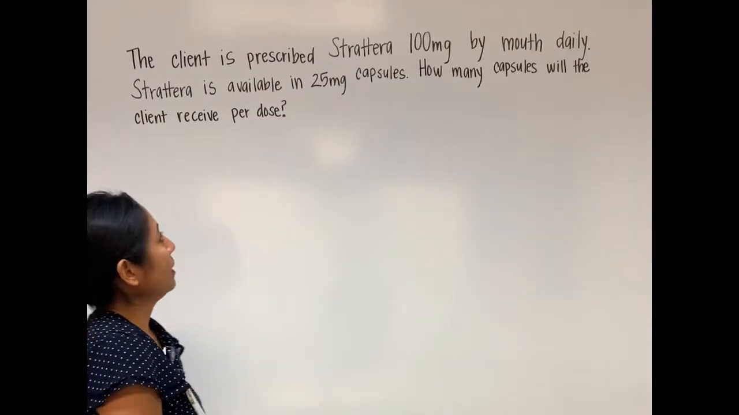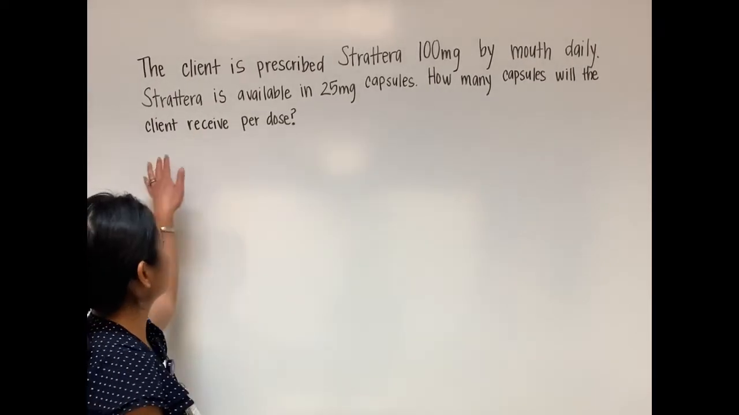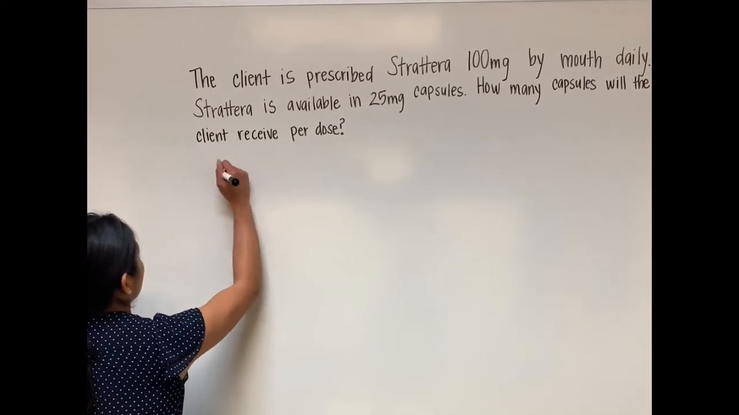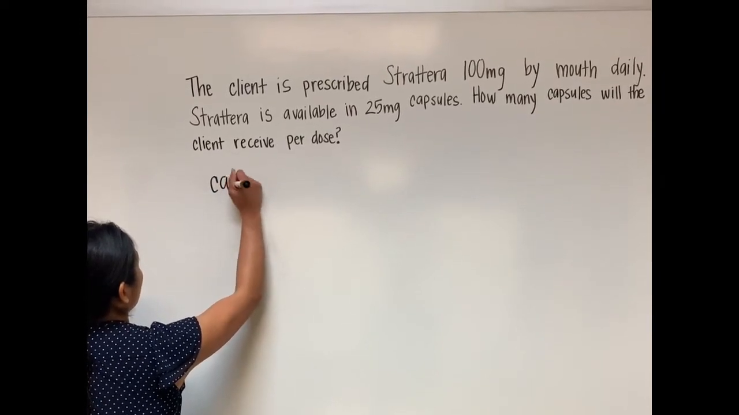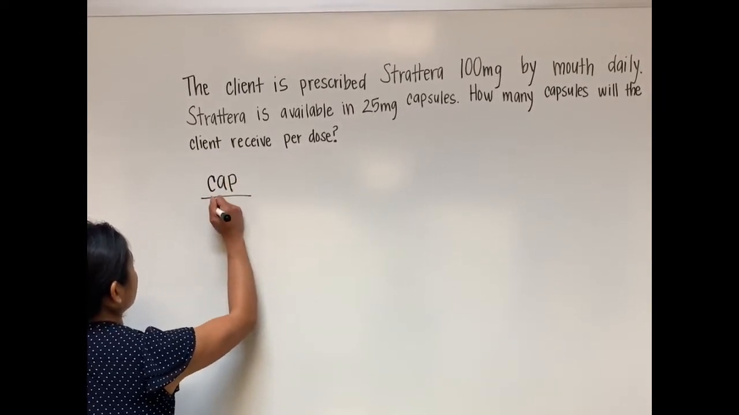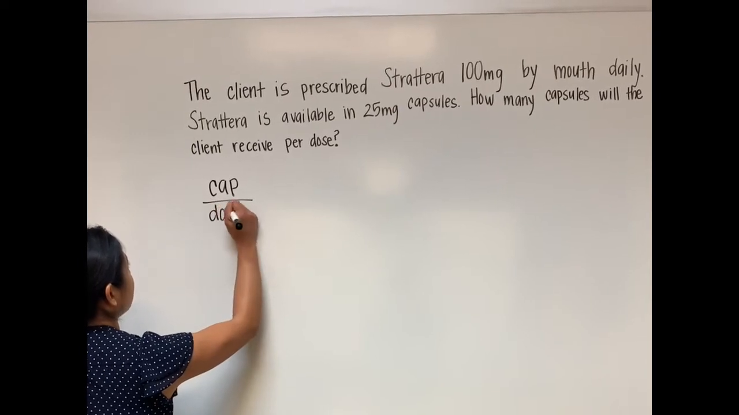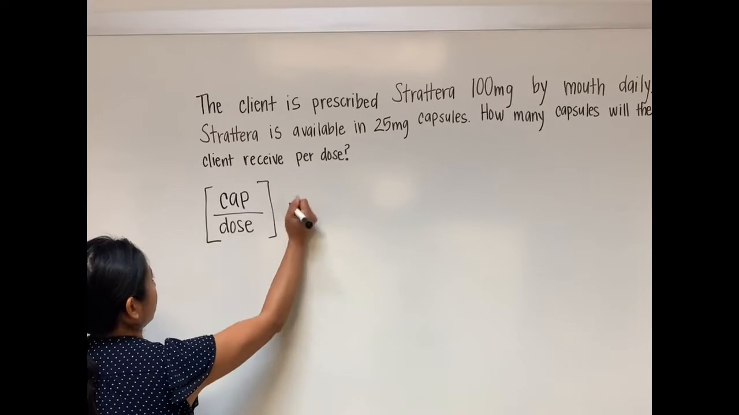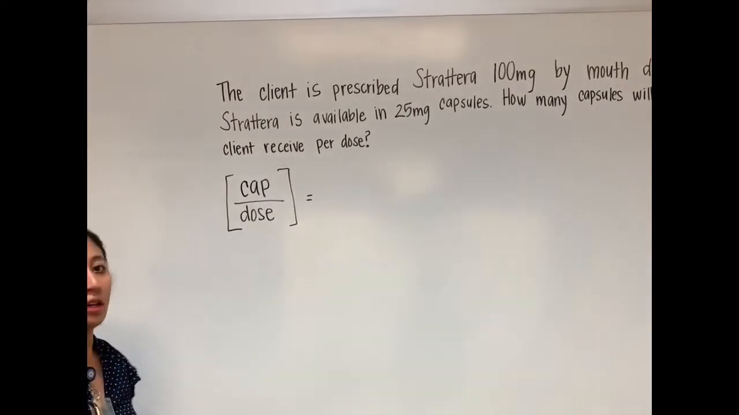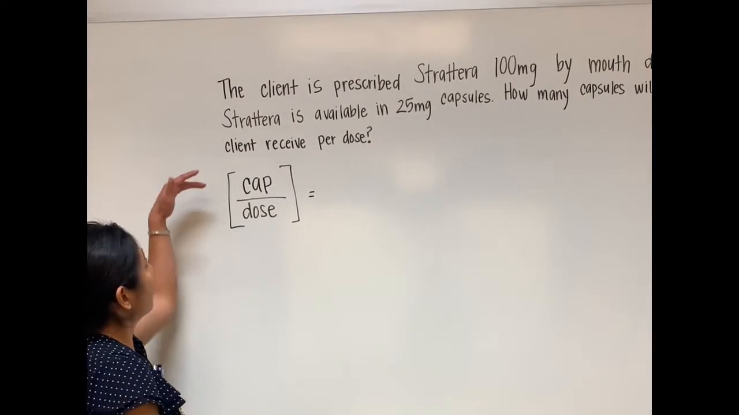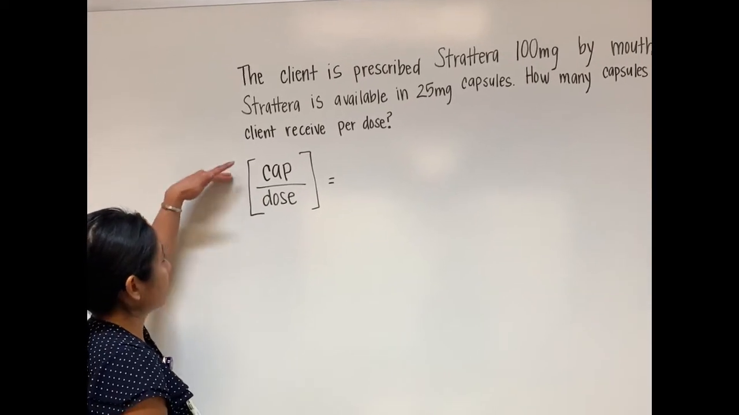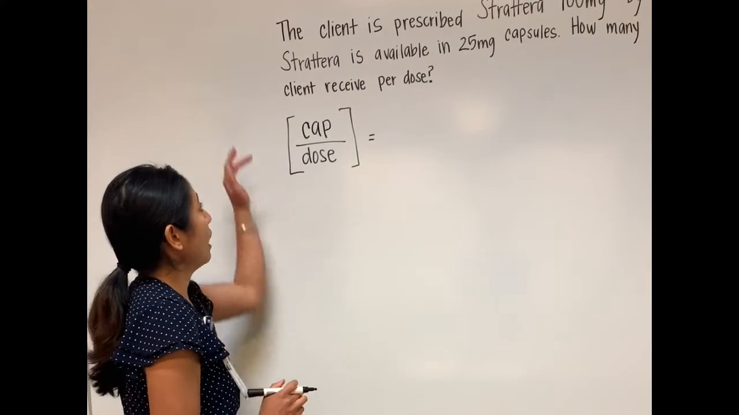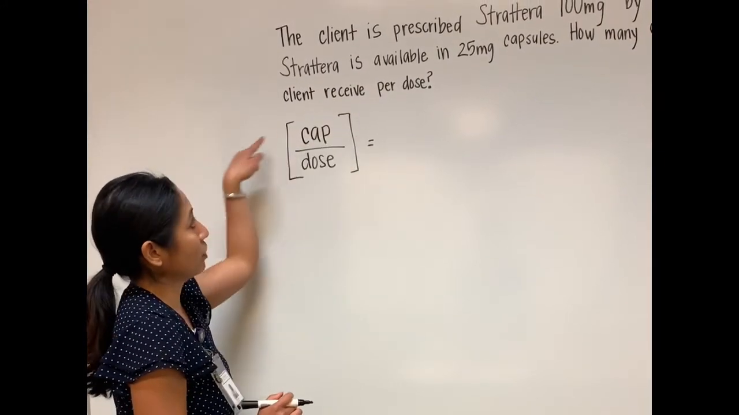Let's start with the end in mind. How many capsules will the client receive per dose? What I like to do is I like to figure out the unit over the other unit that they are asking for. It's asking for capsules per dose. And I like to box that off like this, okay? We also like to think of these two units as relationships to one another. So a numerator over a denominator. And I always like to look for the numerator first.